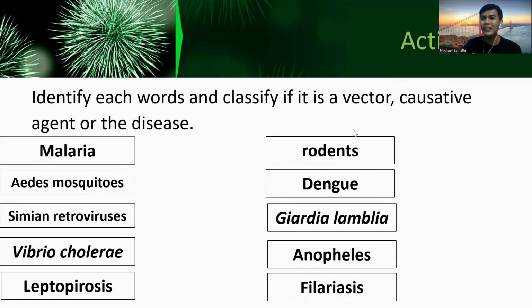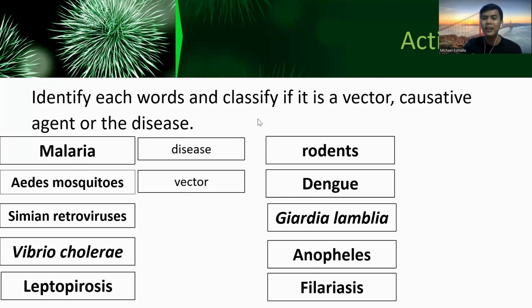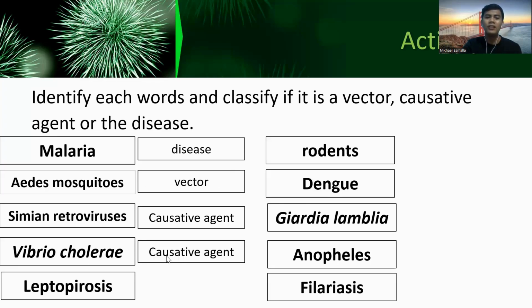And there you go. So I really hope, guys, that you have answered this activity. So let us now check your work. For the first one, we have malaria. Is it a vector, causative agent, or the disease? That would be the disease, of course. We have Aedes mosquito. These are the mosquitoes that carry different pathogens. So we have vector. We have as well simian retroviruses. So we have here causative agent. This is the virus that causes the vector-borne disease. Okay, Vibrio cholerae as well is a causative agent.